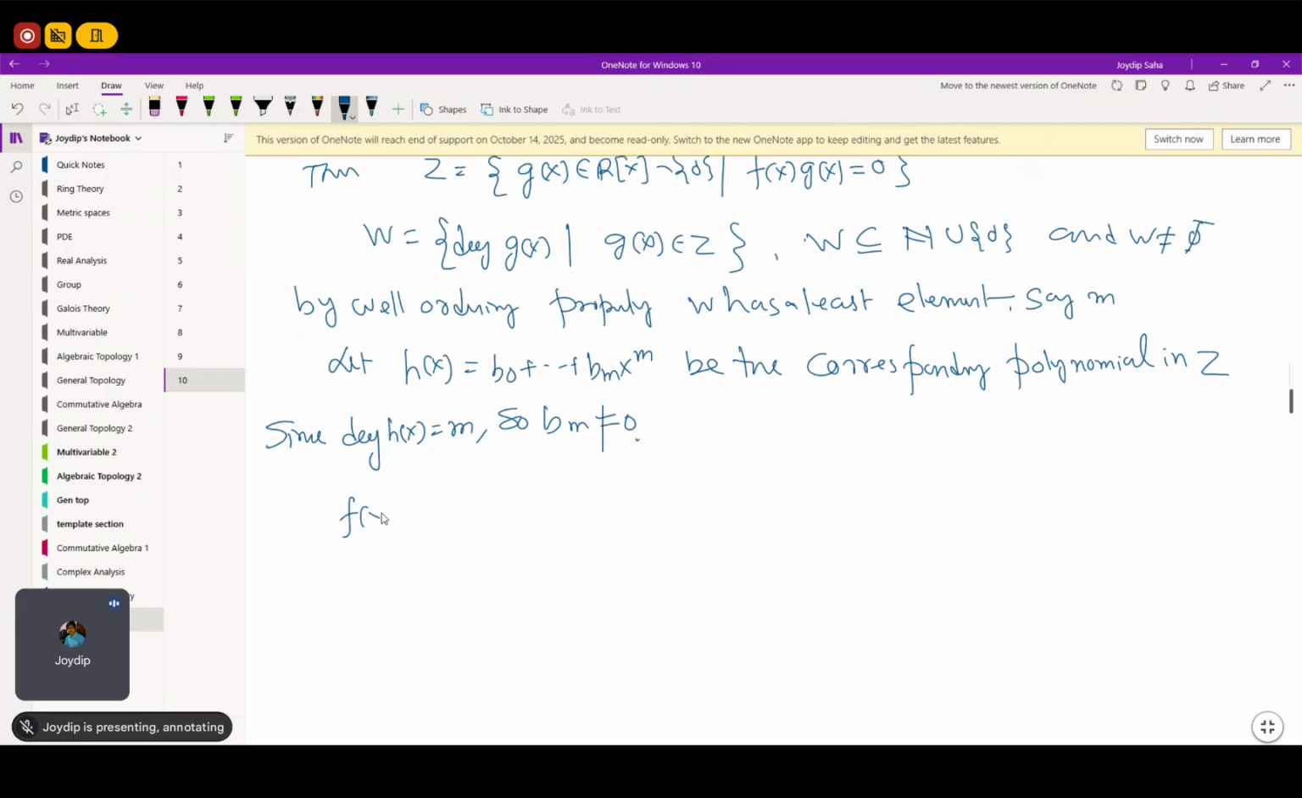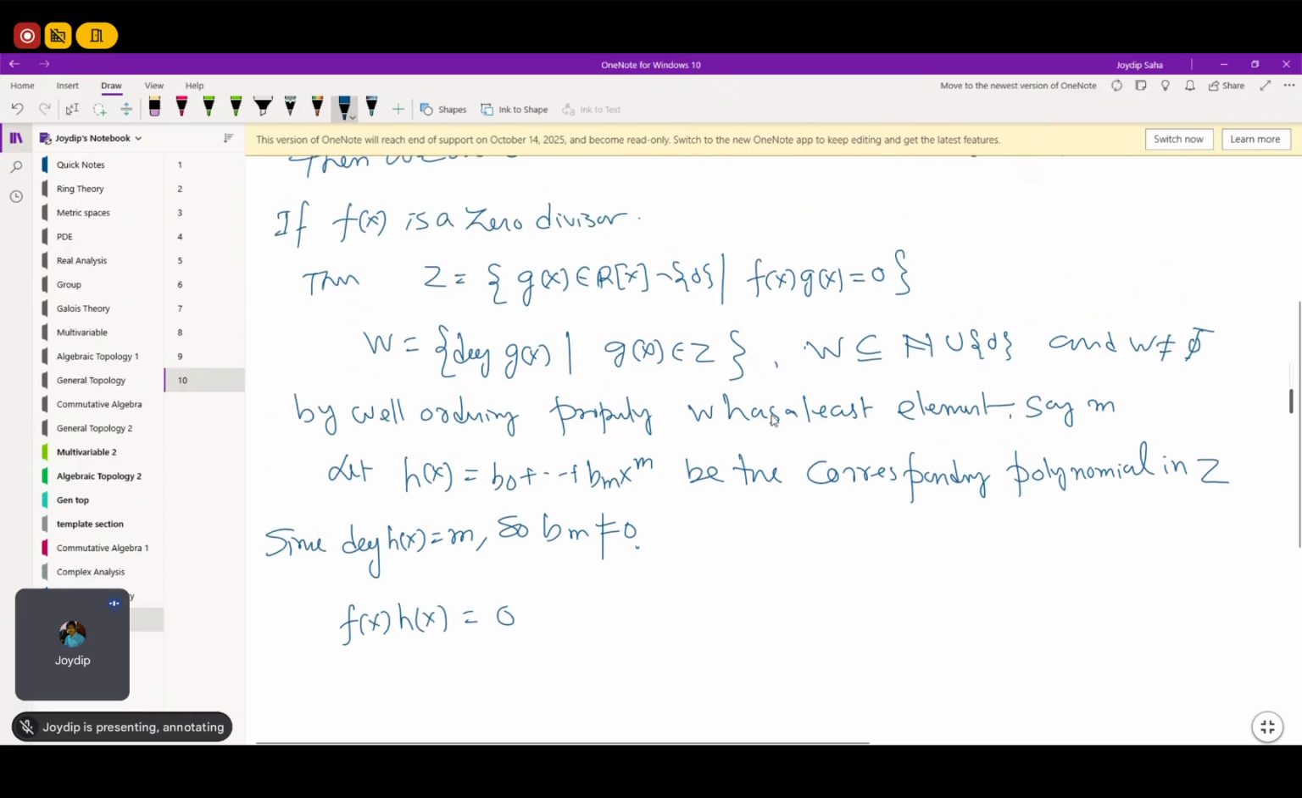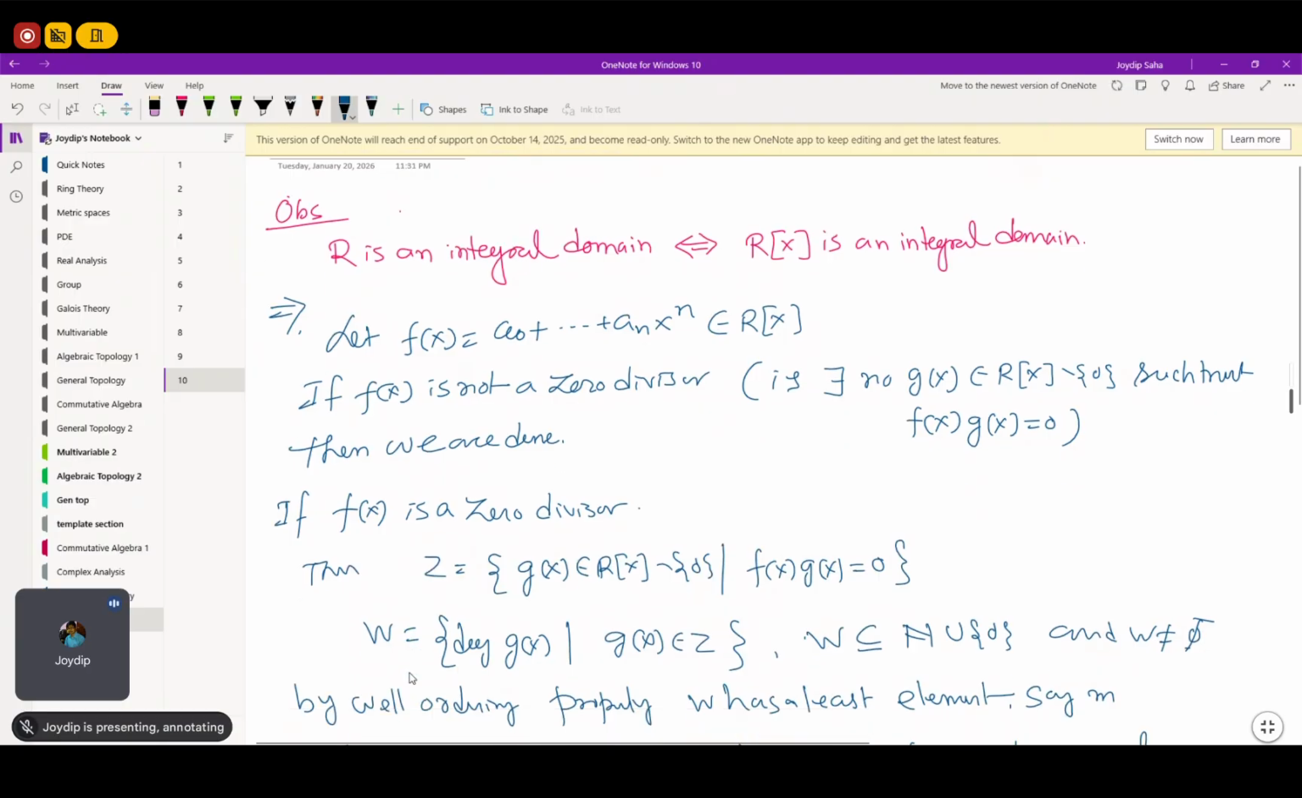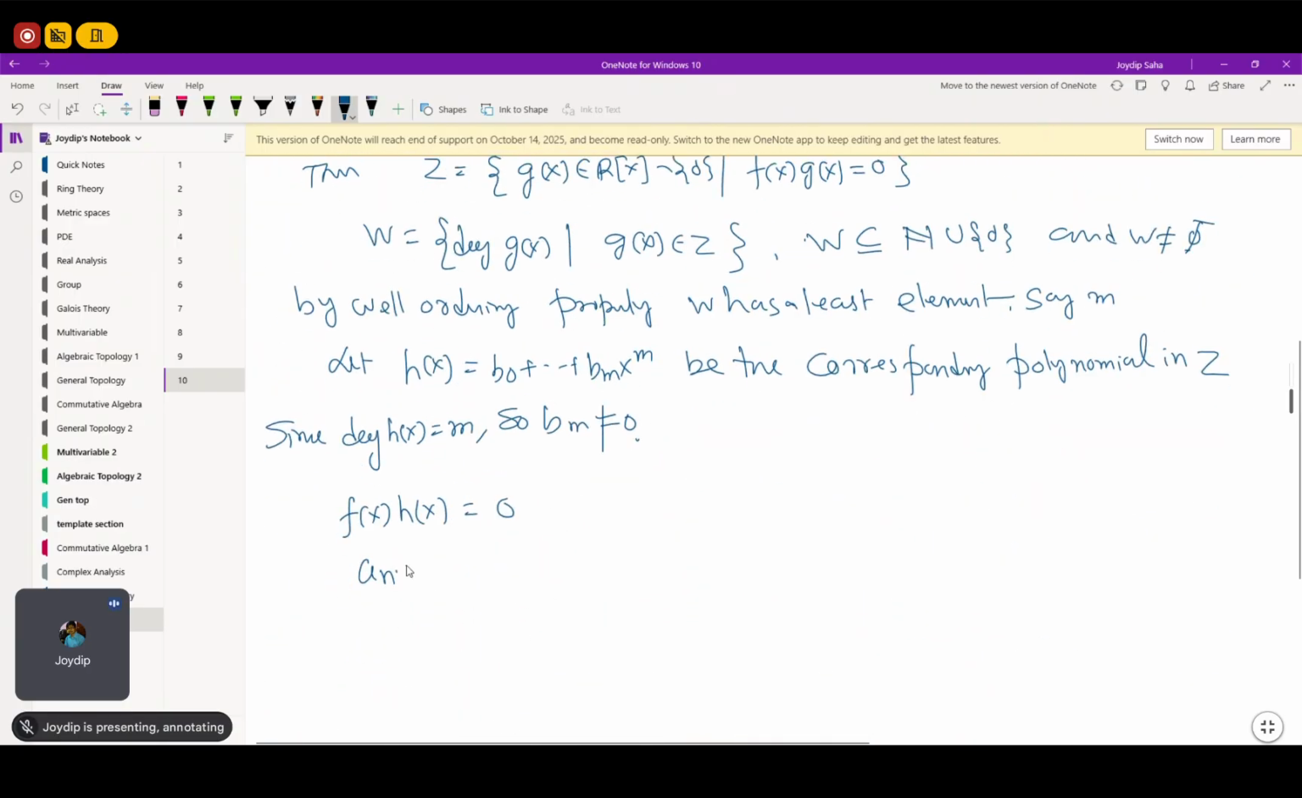Now f(x)h(x) is 0 because h belongs to Z, and Z is the collection of those polynomials such that f(x)g(x) is 0. So what is f(x)h(x)? a_n b_m x to the power n plus m plus lower degree terms equals 0. So a_n b_m equals 0. Now a_n is not 0, b_m is not 0, and R is an integral domain.